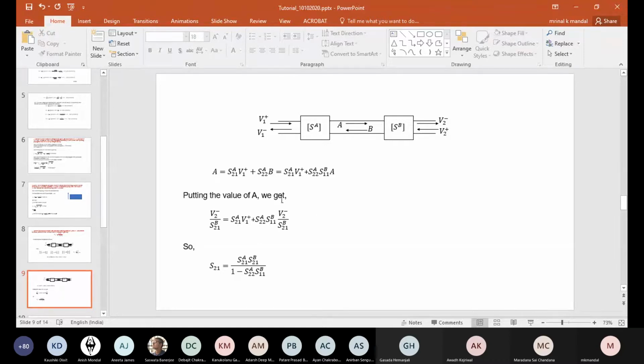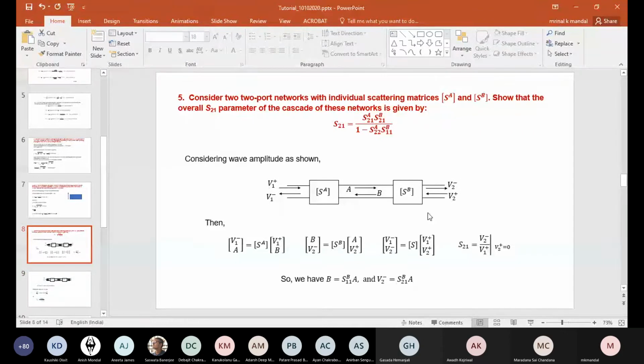Sir, can you explain why that was open circuited? Which one? At the right, V2 minus and V2 plus. This circuit I never said was open circuited. Previous problem? No, this problem only. Which one could you not understand? This slide or the next slide? You mentioned that you are taking V2 minus and V2 plus as open circuited. No, I never said it is open circuited. It is match terminated on the output side.